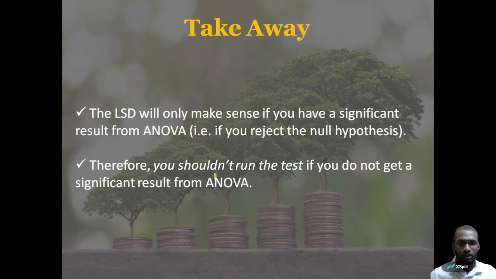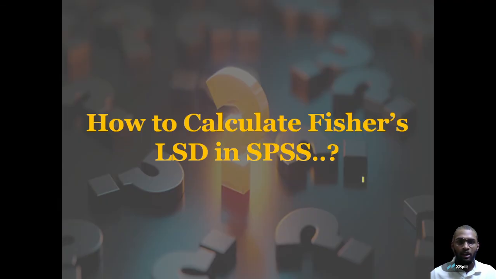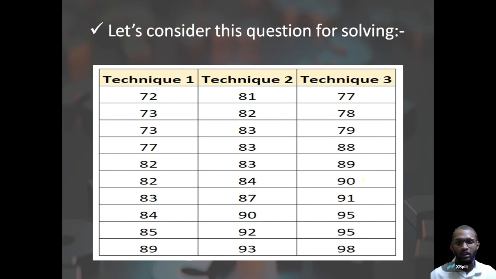Moving further, one of the key points: the LSD will only make sense if you have a significant result from ANOVA, that is if you reject the null hypothesis. Therefore, you shouldn't run the test if you do not get a significant result from ANOVA. Now let us see how to calculate Fisher's LSD in SPSS. So considering this question, we took it as the live example.